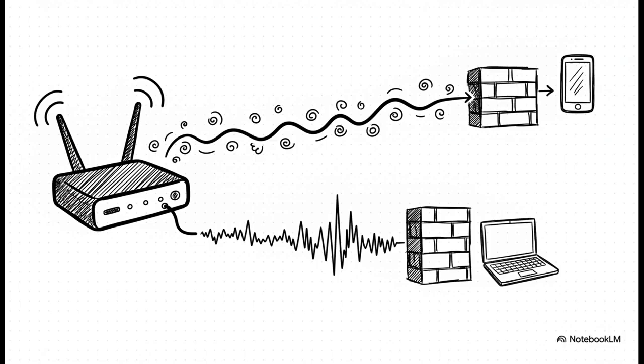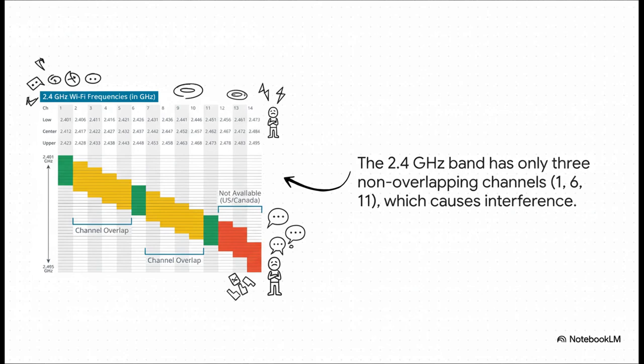And this image right here shows you exactly why that 2.4 gigahertz band can get so slow and crowded. Just look at all that overlap between the channels. In reality, there are only 3 channels, 1, 6, and 11, that don't interfere with each other. So if your Wi-Fi and your neighbor's Wi-Fi and the neighbor next to them are all trying to talk on this tiny, crowded highway, yeah, everything grinds to a halt.